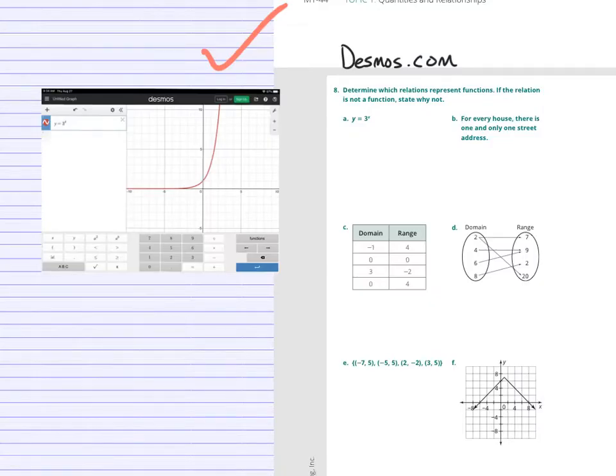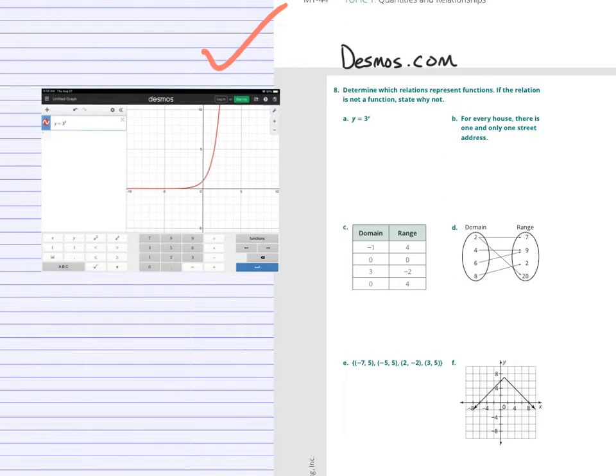All right, now I skip down to page 45. We have some examples of relations here, and we're going to try to figure out, are these in fact functions? And you're going to have to do this on your homework, so make sure you pay attention and understand this part. Now on number 8, part A says, is y equals 3 raised to the x a function?